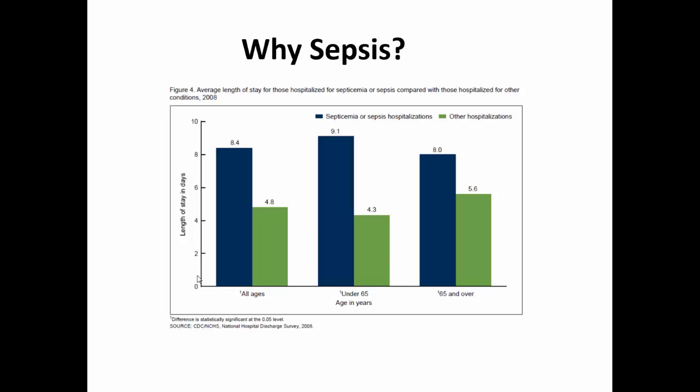So how long do folks with different conditions stay in the hospital? Well, these graphs compare the difference in duration of hospitalization of sepsis to hospitalizations for other reasons. And you can see by the graphs that if you're hospitalized for sepsis, your length of stay is about twice what it is for other conditions. And this involves all ages, but it's especially prominent in folks greater than 65.